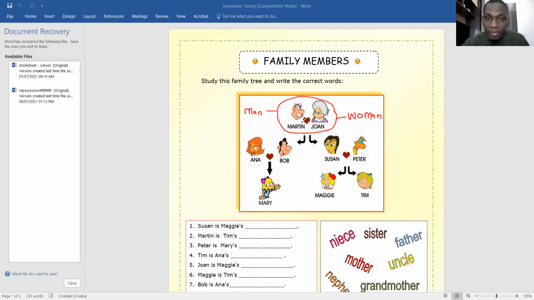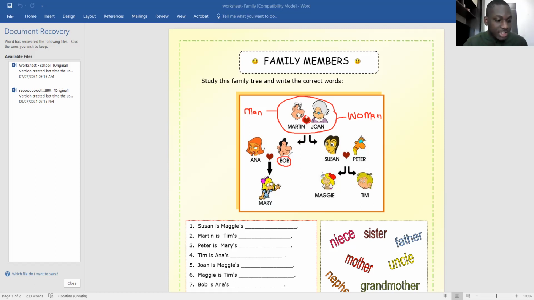Okay. So they get married together. You can see the sign of marriage, love. Martin and Joan get married together. So you have to study the family tree. Man and woman get married together. Their first issue, their first son, is Bob. B-O-B. That is their first son.